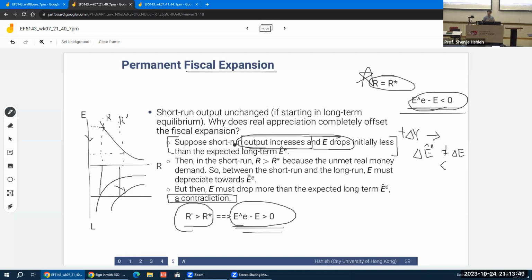So first things first, we assume that a permanent fiscal expansion must lead to an output effect. And the only way for that to be possible in this special case of R equals R star is if the E value, the spot exchange rate, decreases less than the change in expectations. In other words, E is at a higher level than E hat E. They can both be very positive numbers, but E decreases to a level that's higher than E hat E, and therefore a small number minus a big number is going to give you a negative number. So this must be true.